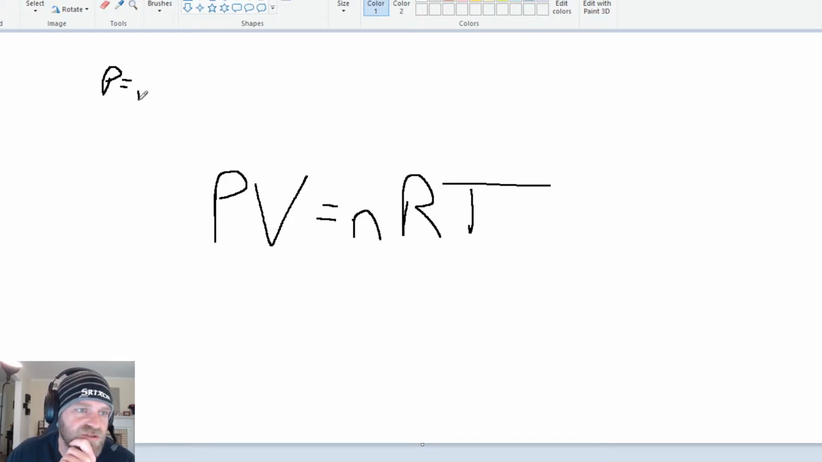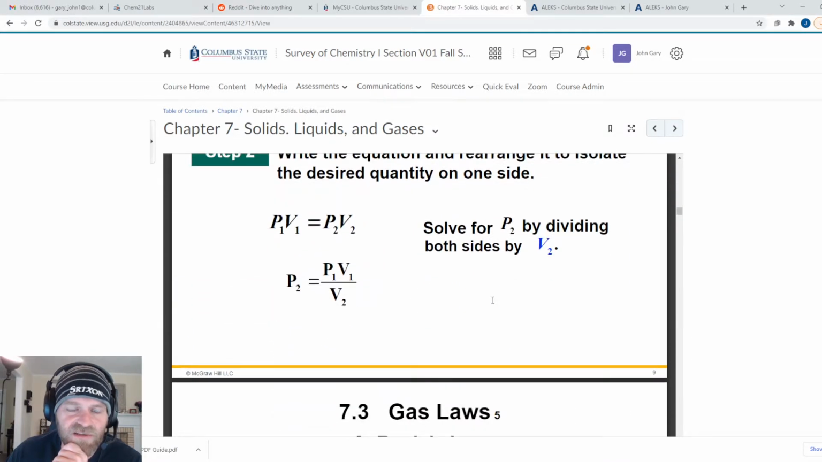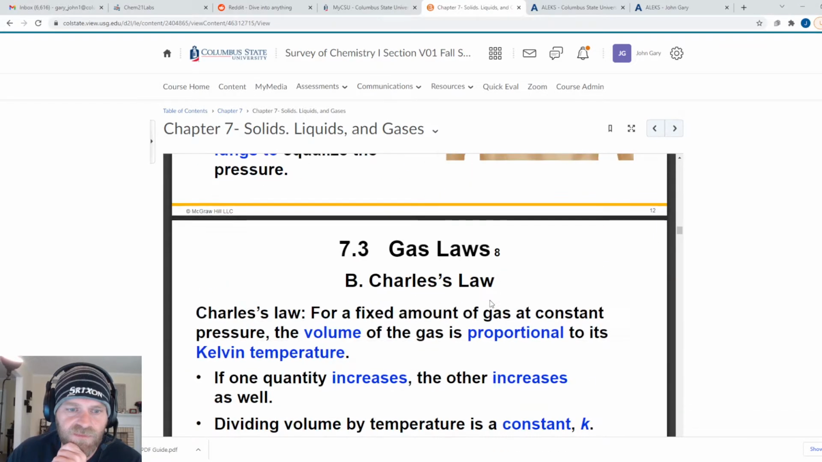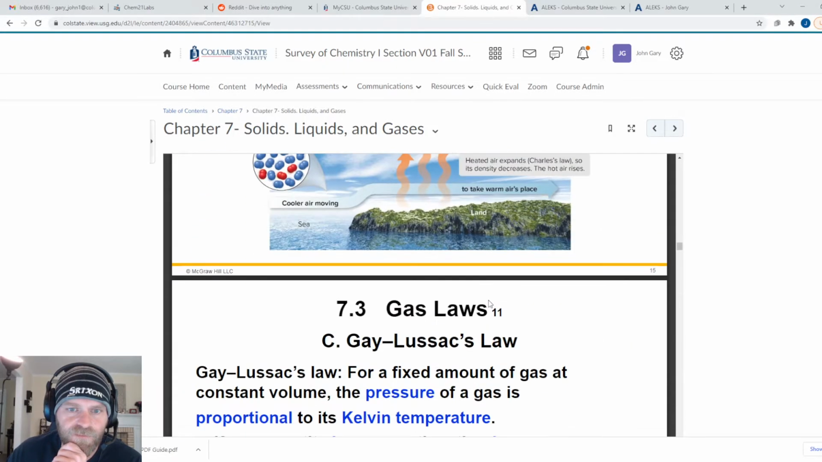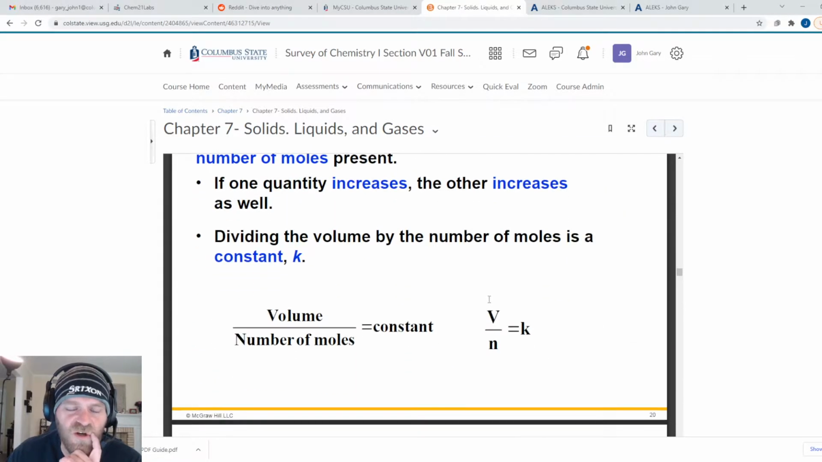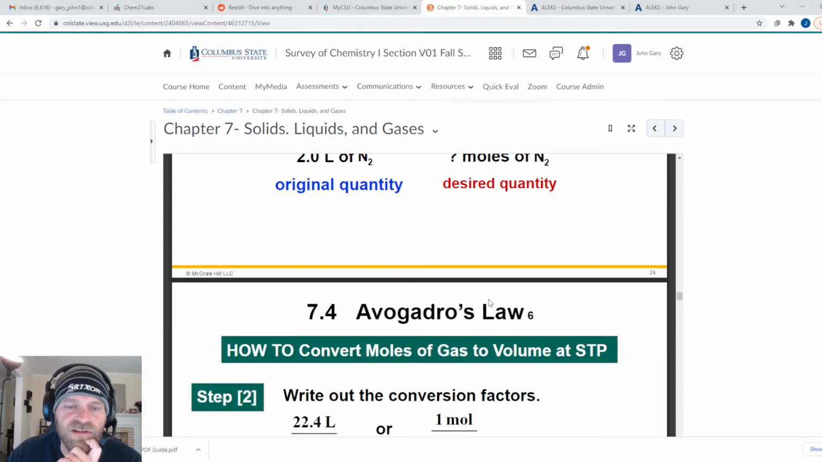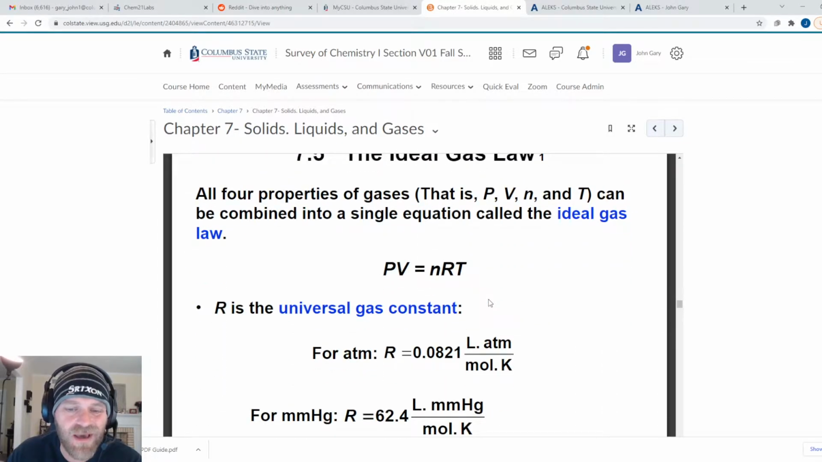P equals pressure. Actually, I don't think I have to write all this. I think it's on the slides here. I'm going to skip down to the ideal gas law. You'll see why I'm skipping this, because I want y'all to know, if you know the ideal gas law, there is a shortcut you can use to get back to any of those other laws that we're talking about. We're going to talk about each one of them individually, but it's easier for me to start with the ideal gas law.